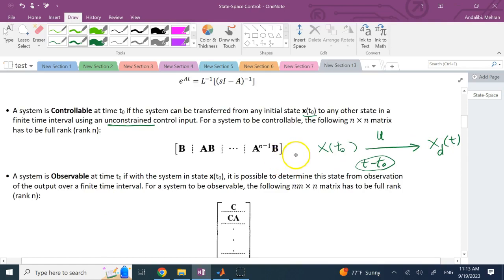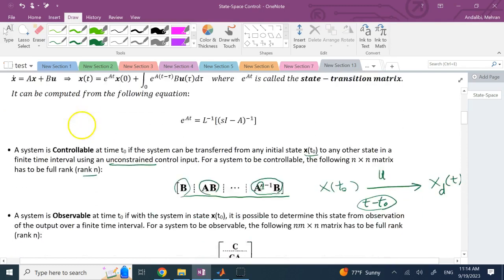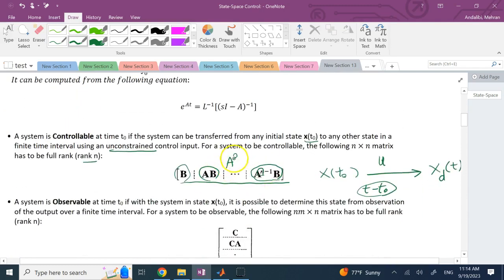To determine controllability, you can use this augmented matrix and see if its rank is full, rank n. If the rank of this matrix is full, then the system is controllable. The components of this matrix are B, the input matrix, AB, A squared B, all the way to A to the n minus 1 times B, where n is the order of the system. So for this system where A was 3 by 3, n was 3, so you just go to A squared B.